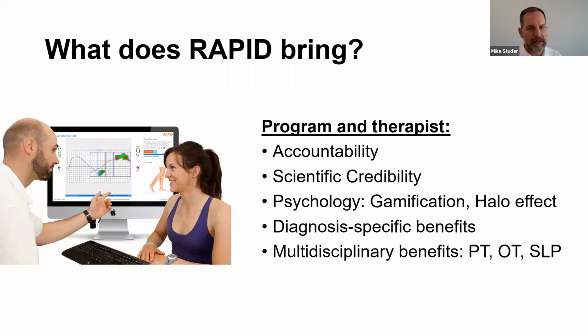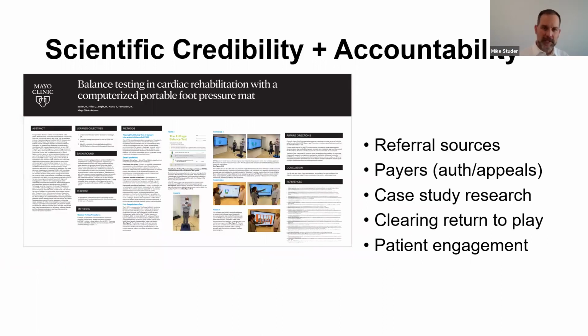We're going to talk also about some diagnosis-specific benefits, helping you engage with clients: orthopedics, sports, wellness, stroke, Parkinson's disease, vestibulopathy, cerebral palsy could be thrown in there as well, concussion, all the way up and down the line. Rapid brings those things to us. Let's take a couple of those points and highlight them now.